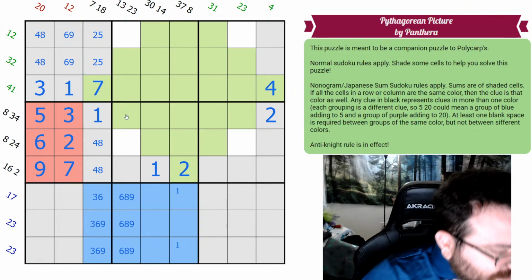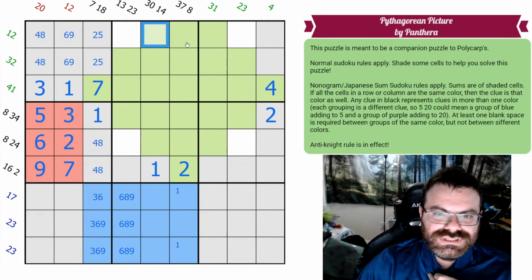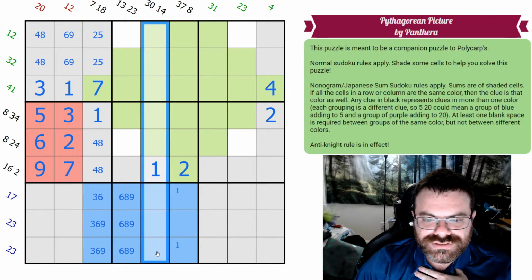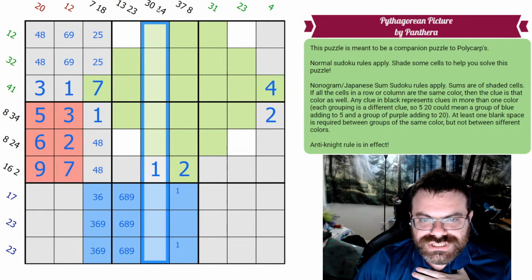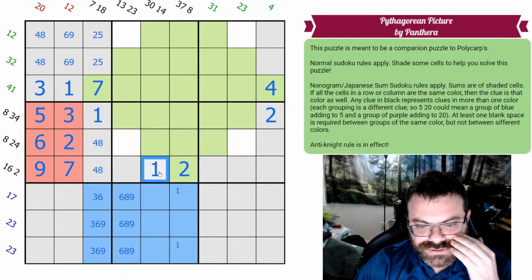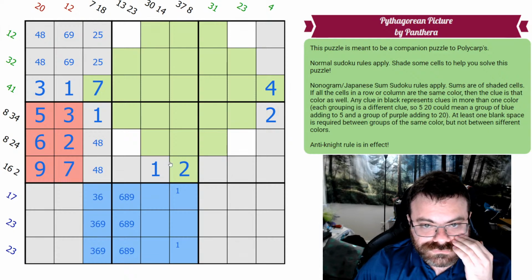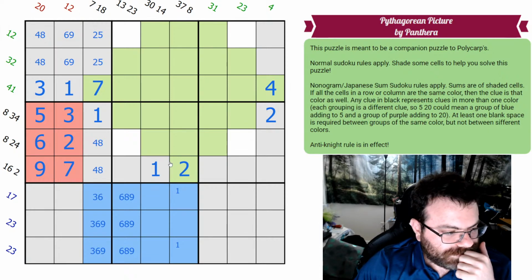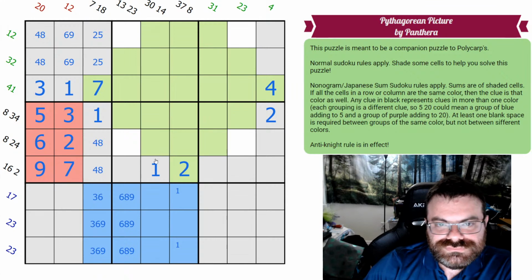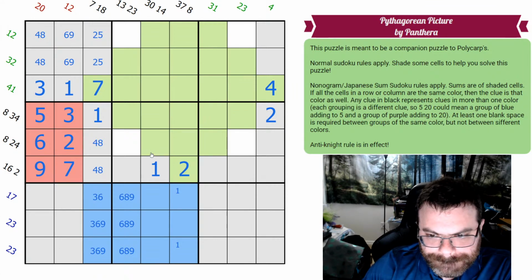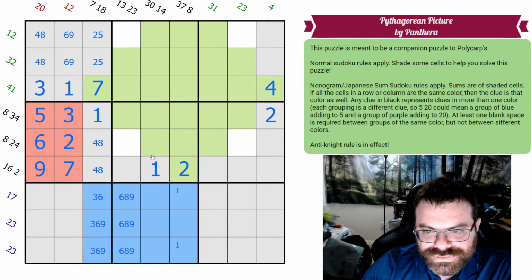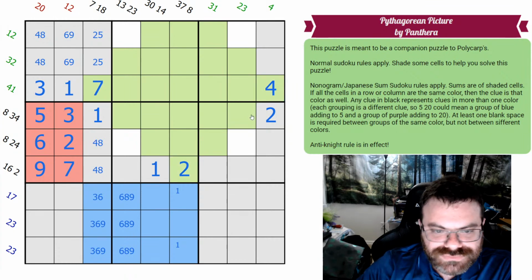Row 1, column 5. Oh, okay, so the 30 plus 14 is 44. We already had an unshaded here. So I was expecting this to also be a square, but it kind of peeks out. So I'm kind of wondering about that.